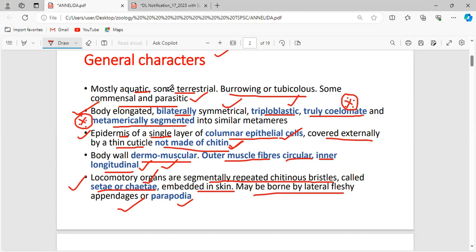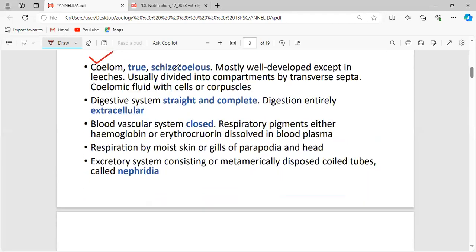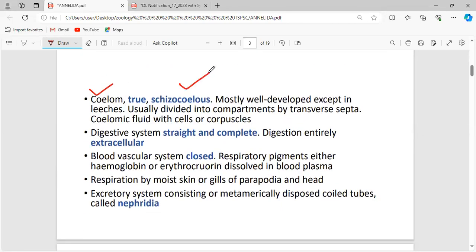It has a very well developed body cavity, but we have to know which type of coelomate animal this is, whether it is isocoelomate or enterocoelomate. The answer is isocoelous. We know that when the body cavity arises by splitting the mesoderm, it is said to be isocoelous.